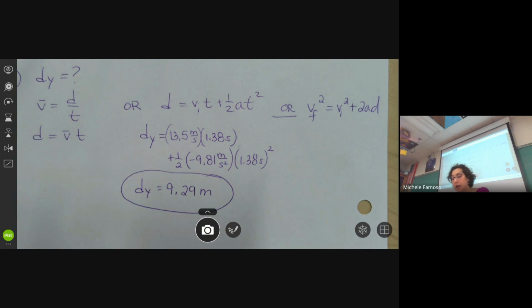If you use the full time of 2.76 seconds, you're going to get a dy of 0. And that should make sense, right? It starts on the ground, it ends on the ground. There's no displacement from launch to landing in the vertical direction.